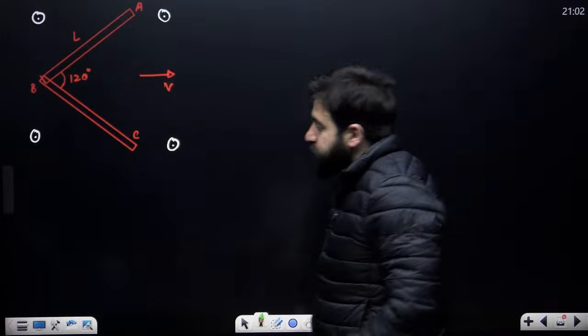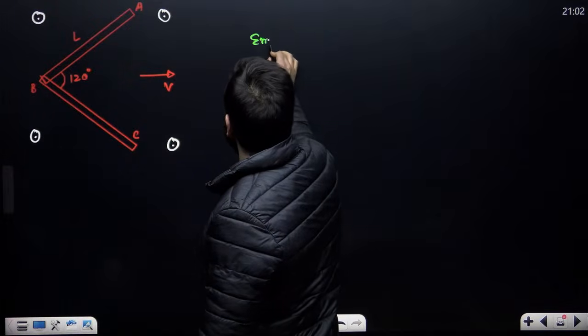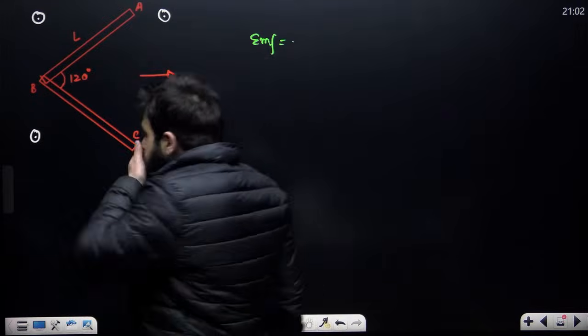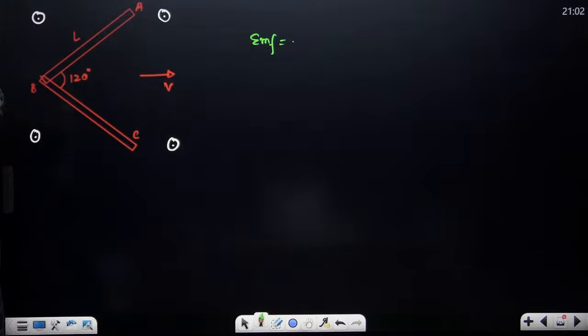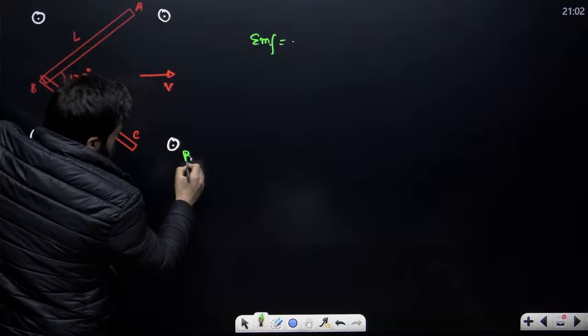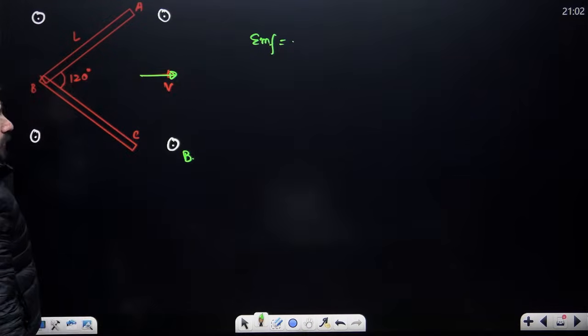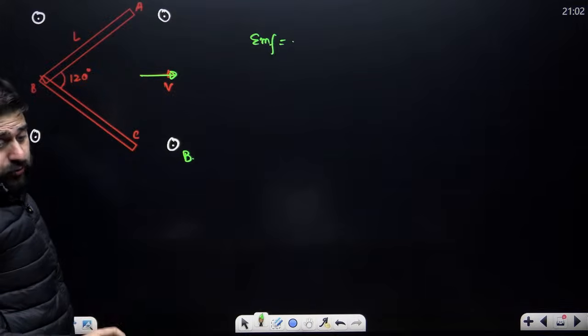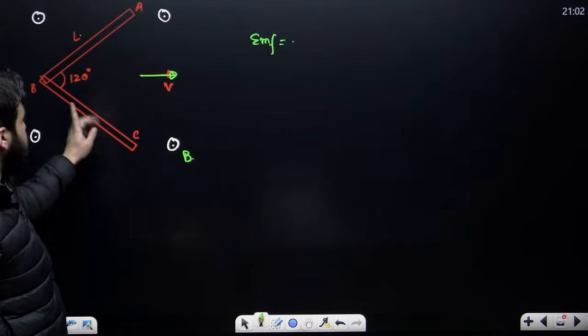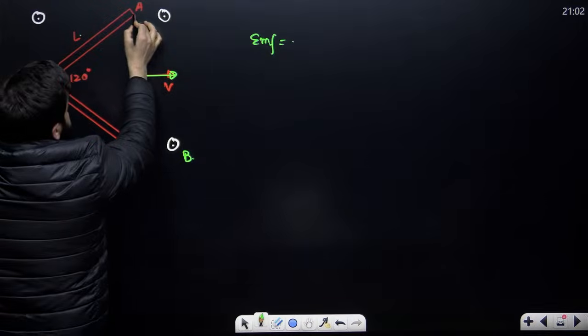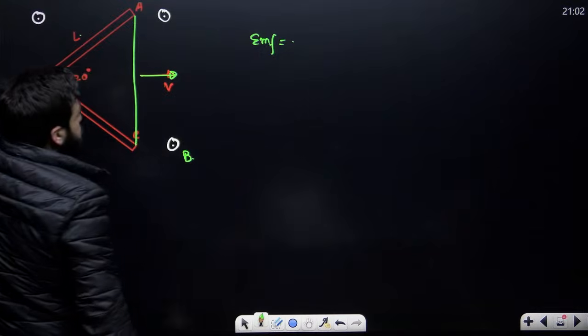What about this one? What will be the value of EMF in this particular case? Guys, see. First of all, magnetic field is outward over here. Velocity is forward over here. Let's now calculate the length. How much is the length you guys are supposed to take? Don't say I'll take L plus L, that is 2L. No, you need to consider the effective length. This is the effective length.